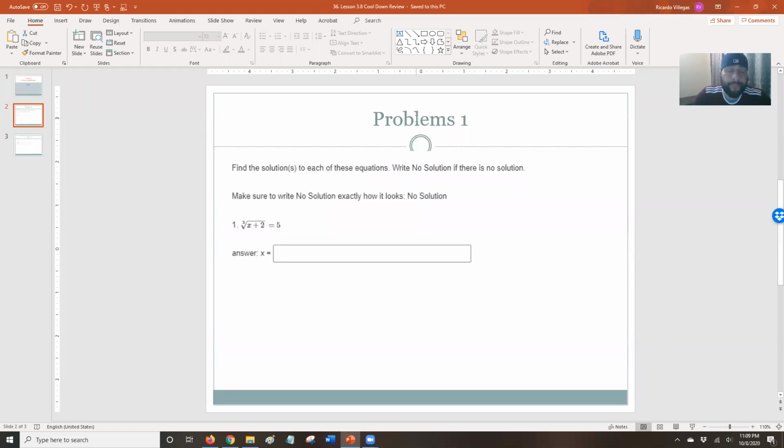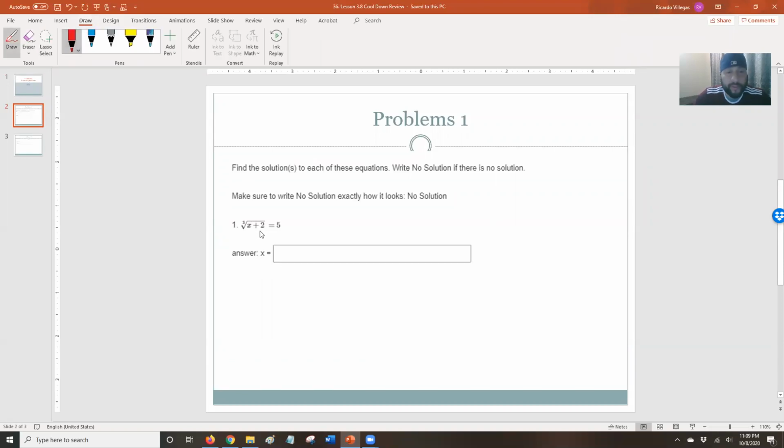So problem number 1 says find the solution or solutions to each of these equations. Write no solution if there is a no solution answer. Make sure to write no solution exactly how it looks. So you're supposed to type in no solution the way it looks in case there was no solution. Okay, so for this problem, we learned how to solve these cube roots. So let's go ahead and get started.